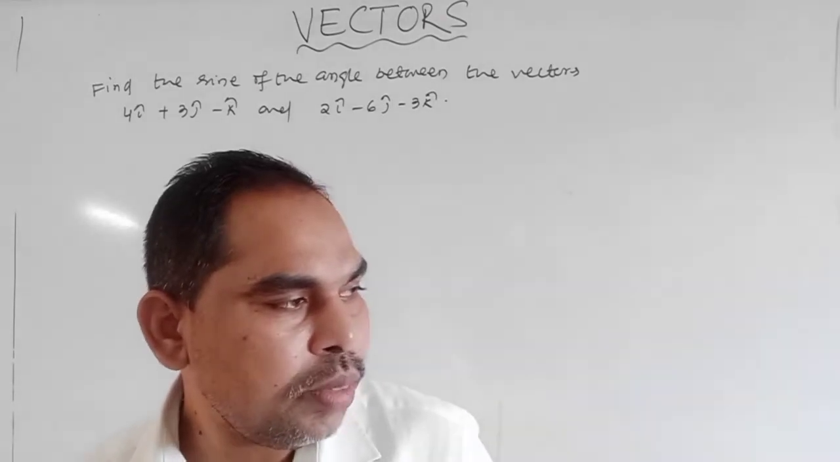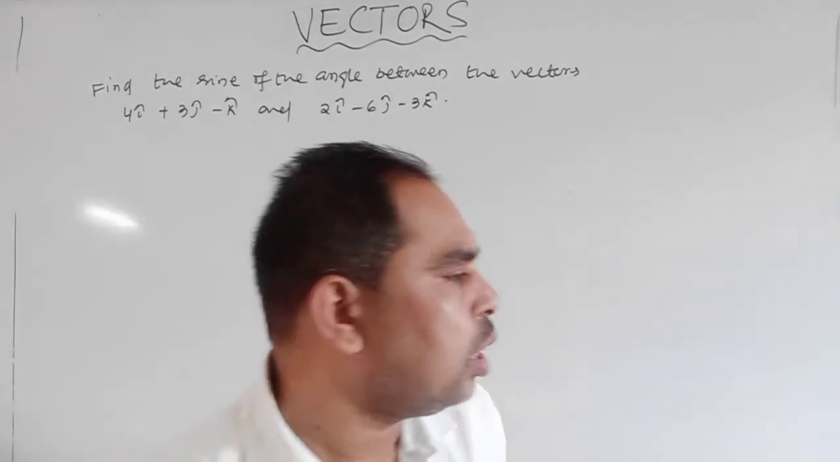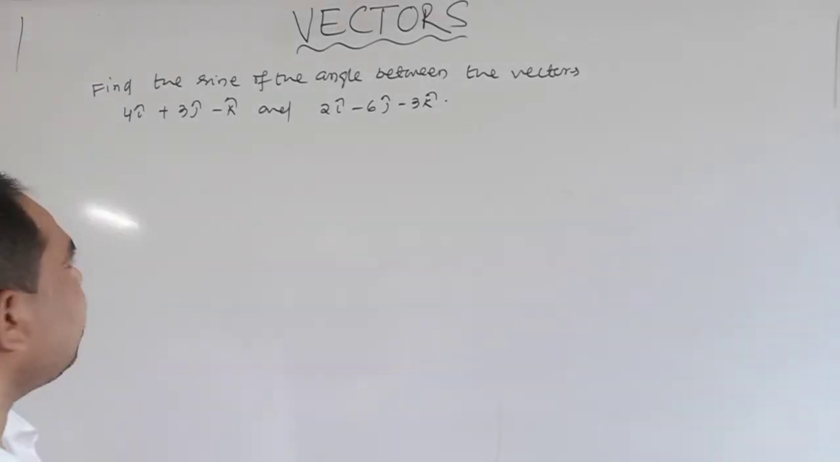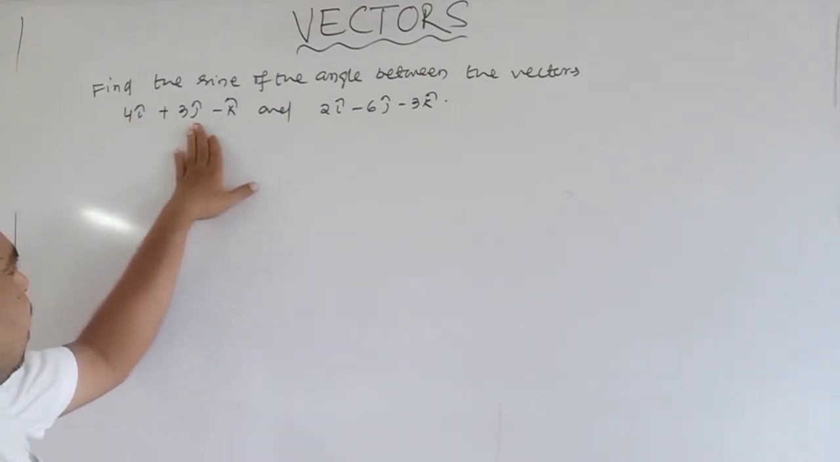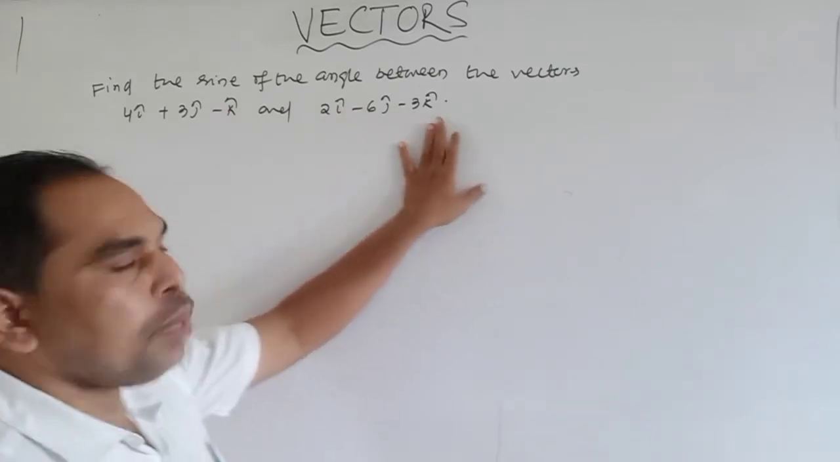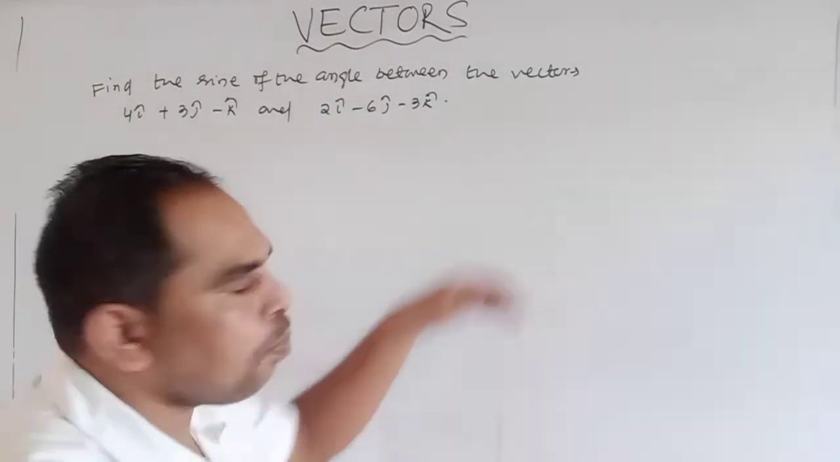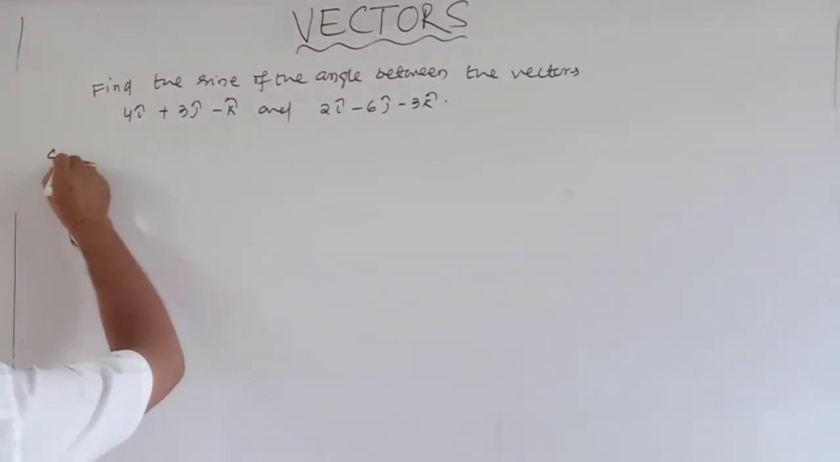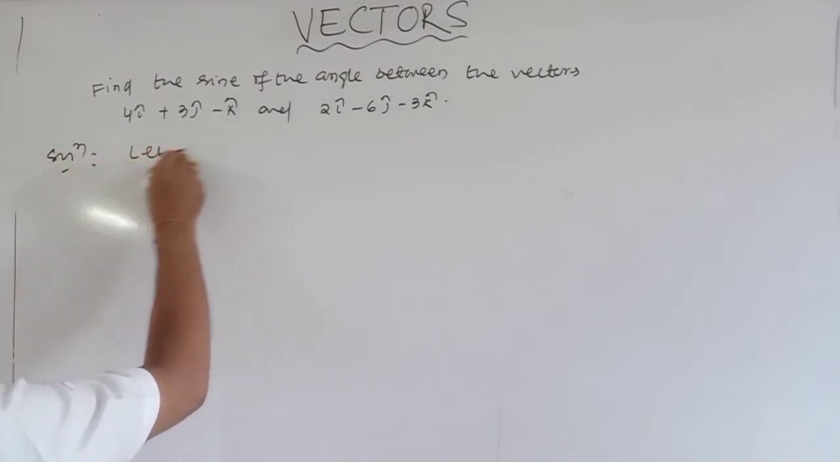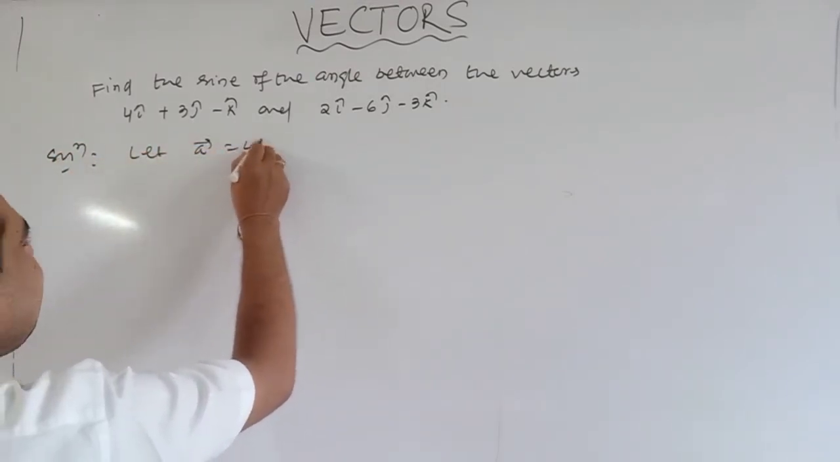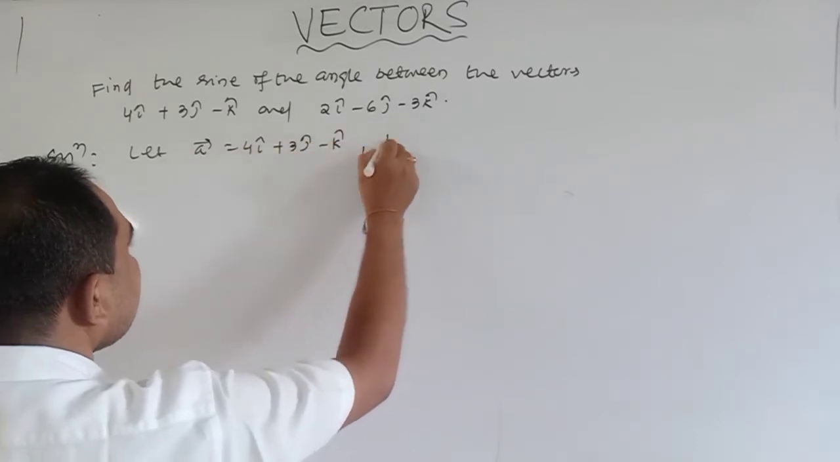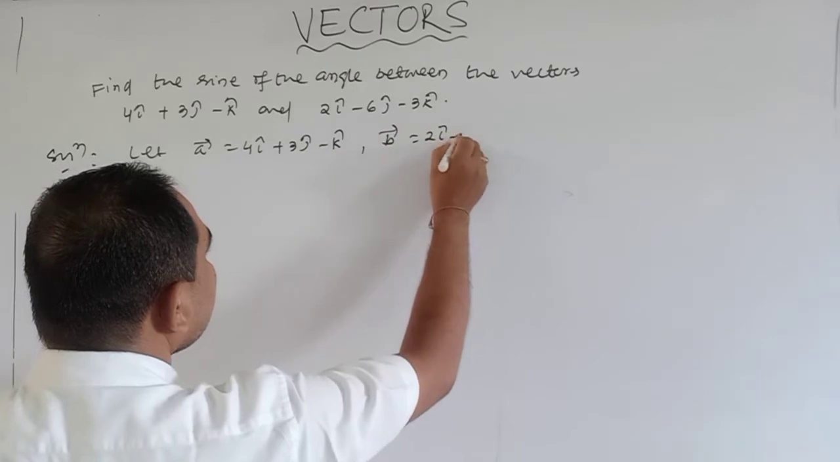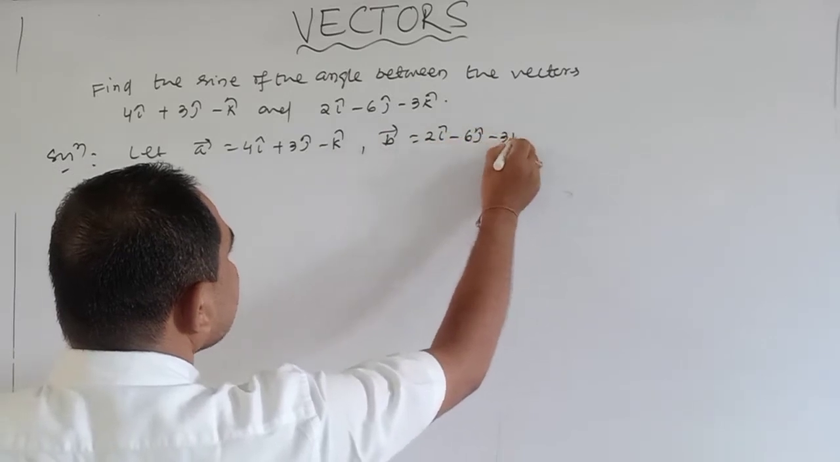Next, this is the question given: find the sine of the angle between the vectors 4i plus 3j minus k and 2i minus 6j minus 3k. Okay, so solution: let A vector be equal to 4i cap plus 3j cap minus k cap, and B vector be equal to 2i cap minus 6j cap minus 3k cap.